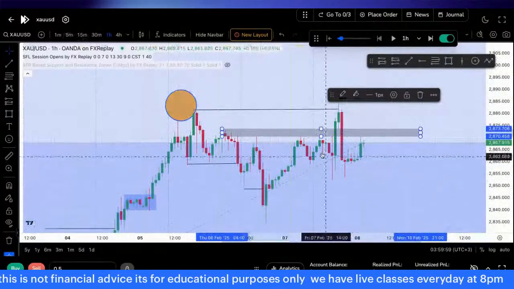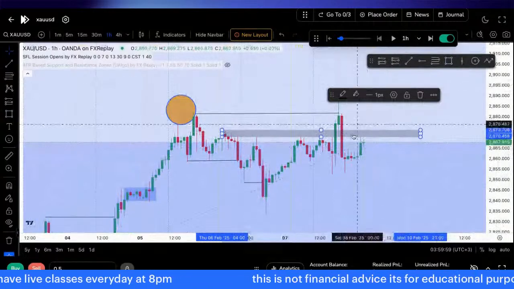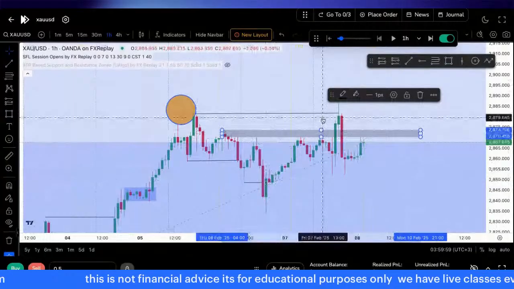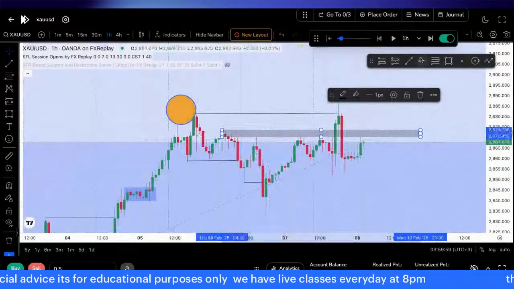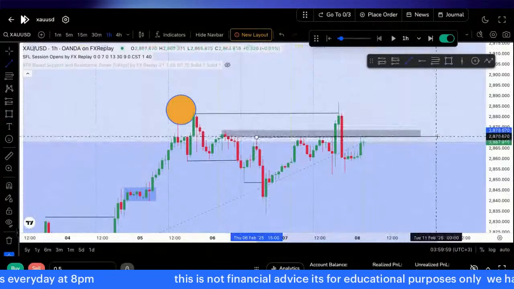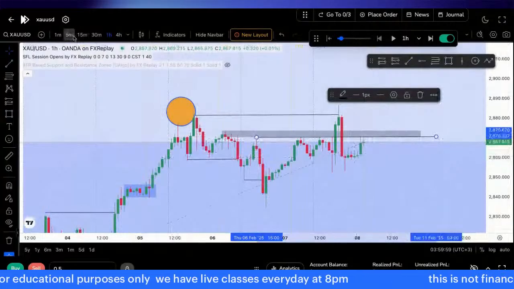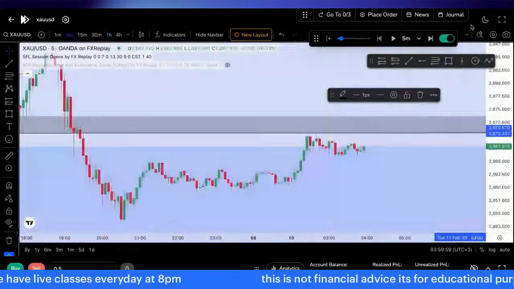This is H1. H1 broke bullish as well. It was bearish and it broke bullish again at this point, changing character. So now we can go to M5 for entries.